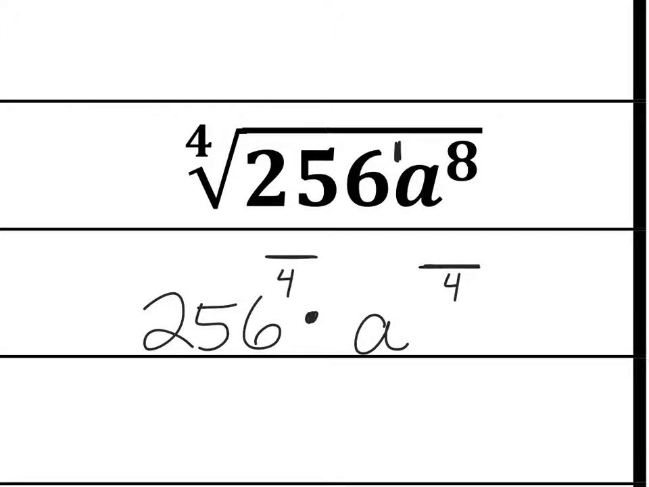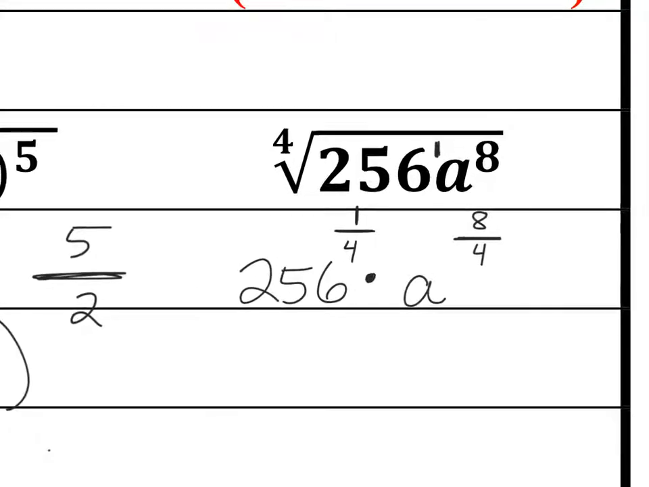For 256, what goes on top? 1. 256 is being raised to the 1st power, and then a, what goes on the top? 8. Let's go ahead and evaluate 256 to 1/4. One way you could do it is take the square root twice. So 4 times, now what should I simplify a to the 8/4 to? A to the 2nd. So let's actually get rid of the dot. 4a to the 2nd. That looks so much better.